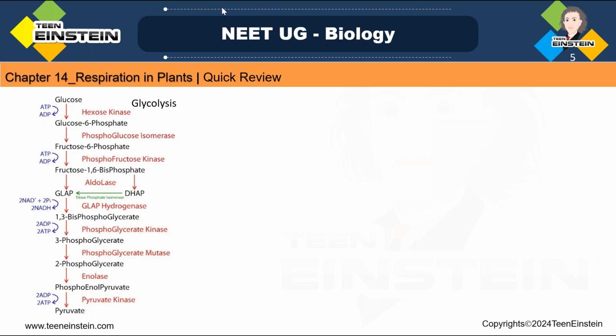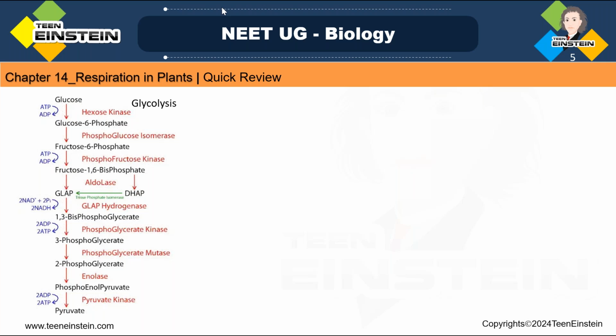Next, the formation of acetyl coenzyme A. In that, there is no ATP, but 2 NADH molecules. Again, 2 NADH is produced, which is equal to 6 ATP, right?